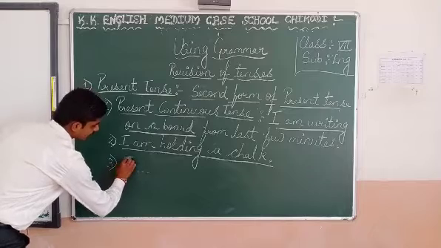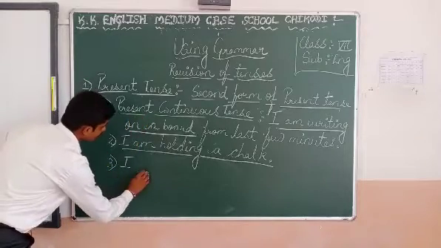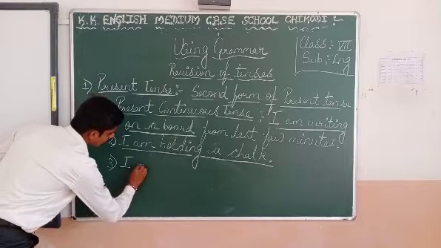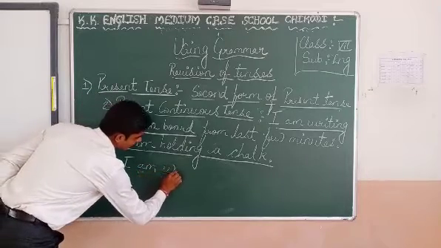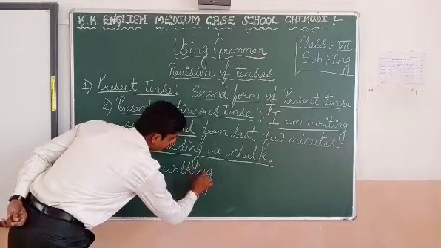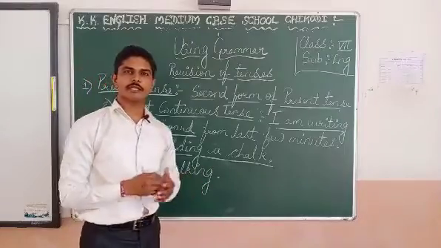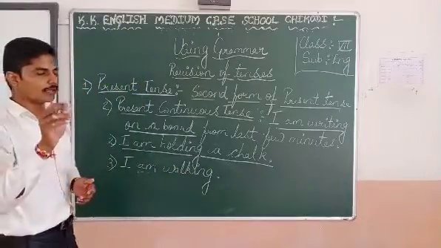Let's take, it has also a third example of the second form of the tense, which is present continuous tense. I am walking here. I have not stopped. I am still walking here and there. So it can be taken here in present continuous tense.